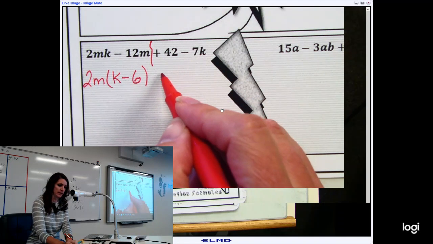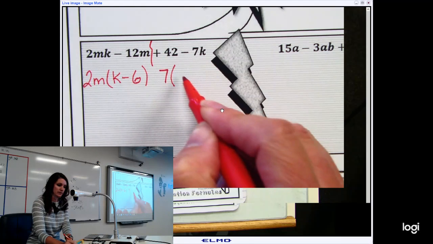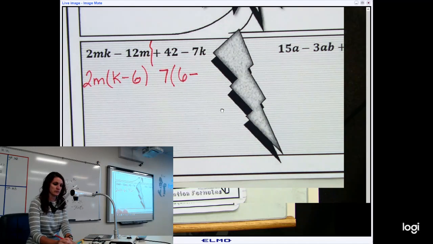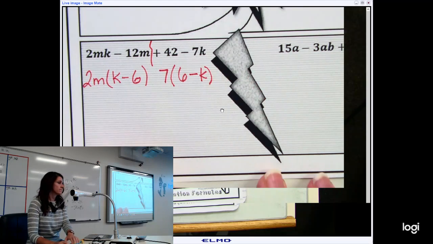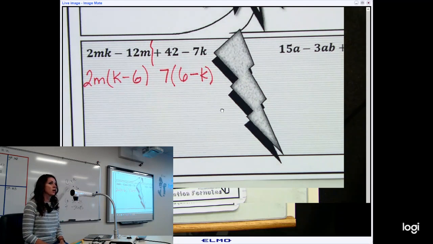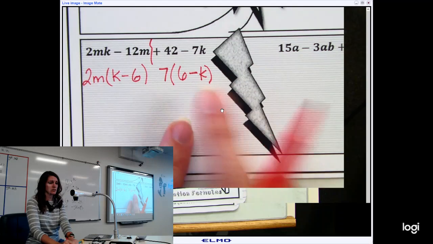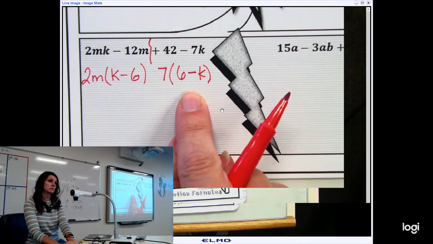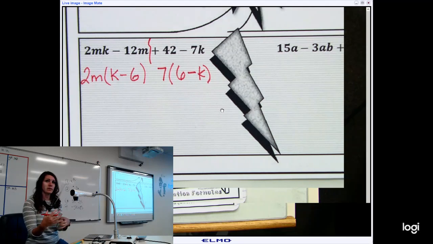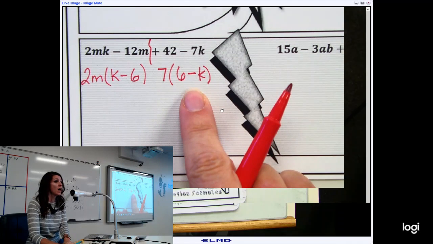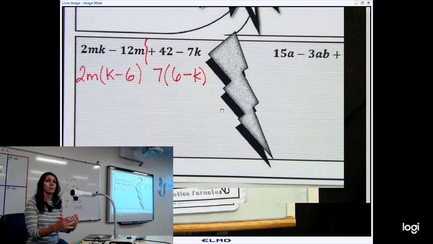7. All right, so if I pull out a 7, I'm going to have 6 minus. Do I have a common factor? Kind of. You just have to switch around the. Okay, if I switch them around though, Megan, then it's just going to be a negative K plus 6. So if I switch them around, I have the wrong sign. I've got to take their signs with them, right?